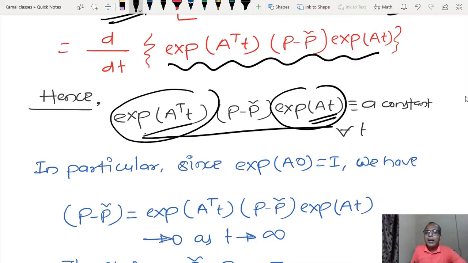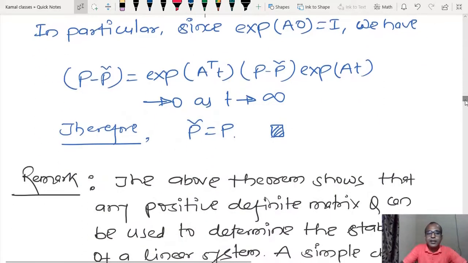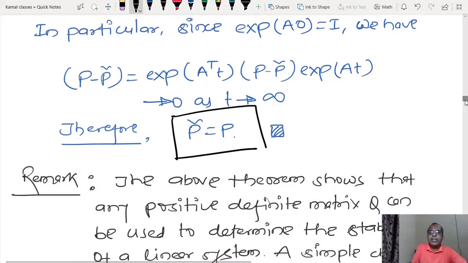But what happens if I am at t equal to 0? At that time, since this equation is always satisfied, I have only one choice, and that choice is 0, because as t tends towards infinity, this should be 0. And we know that at t equal to 0, I have this as an identity and this as an identity, so I have P minus P tilde that is equal to 0. So I have just one choice, and what is that choice? That P should be P tilde. So in this way one can prove the uniqueness.